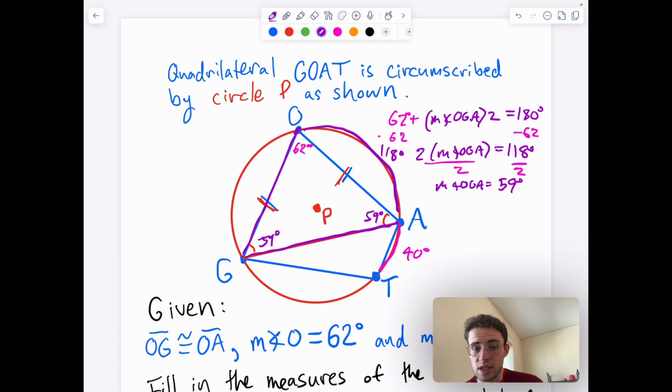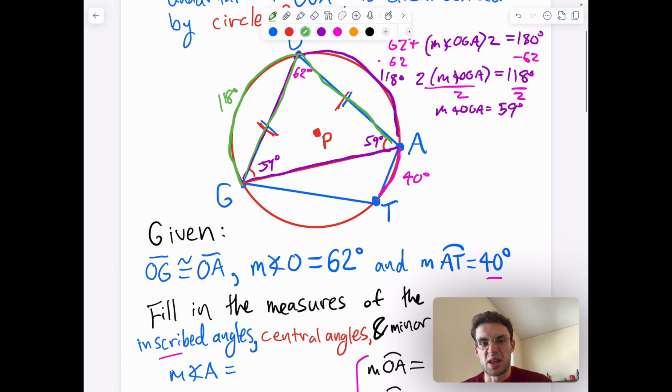Now we could do the same thing for OG using the 59 over here, but we can also take advantage of the fact that they have the same length chord. OG is the same length as OA, and if you have the same length chord on the same circle, then they're going to capture the same measure of arc and the same length of arc. So the fact that arc OA is equal to 118 degrees means that arc OG must also be 118 degrees.